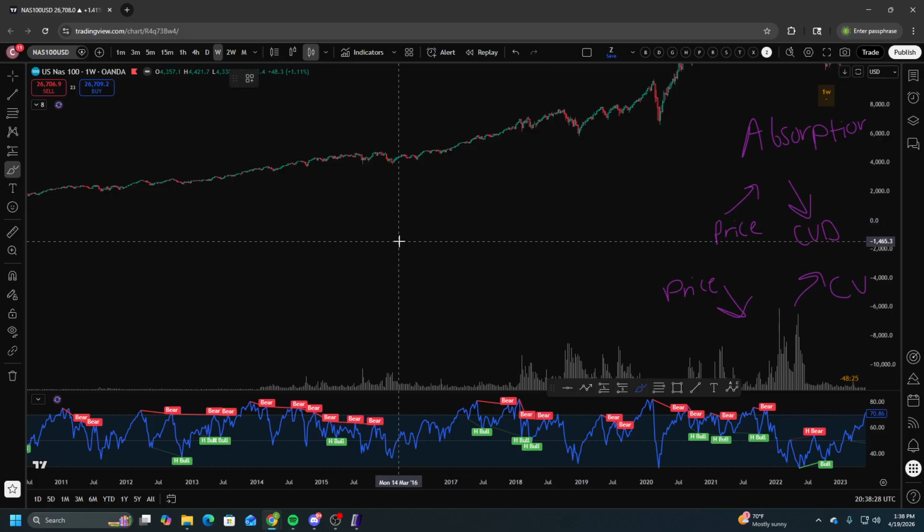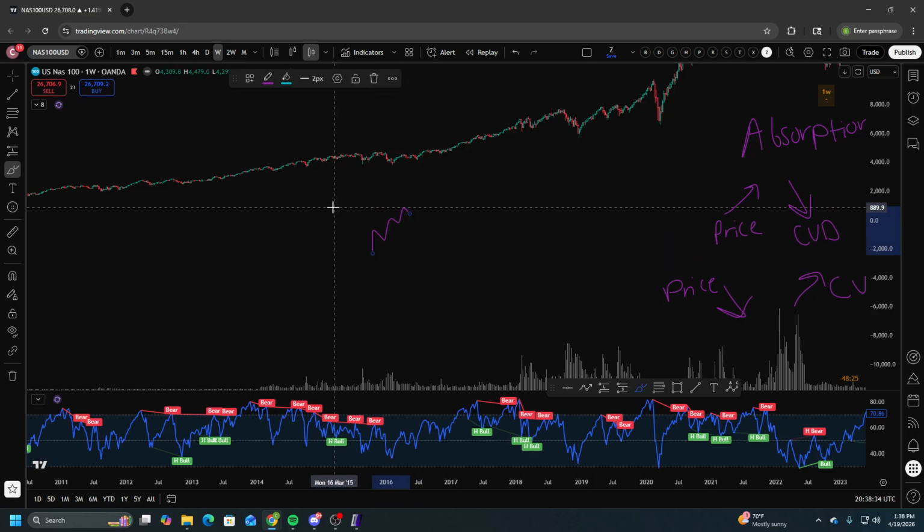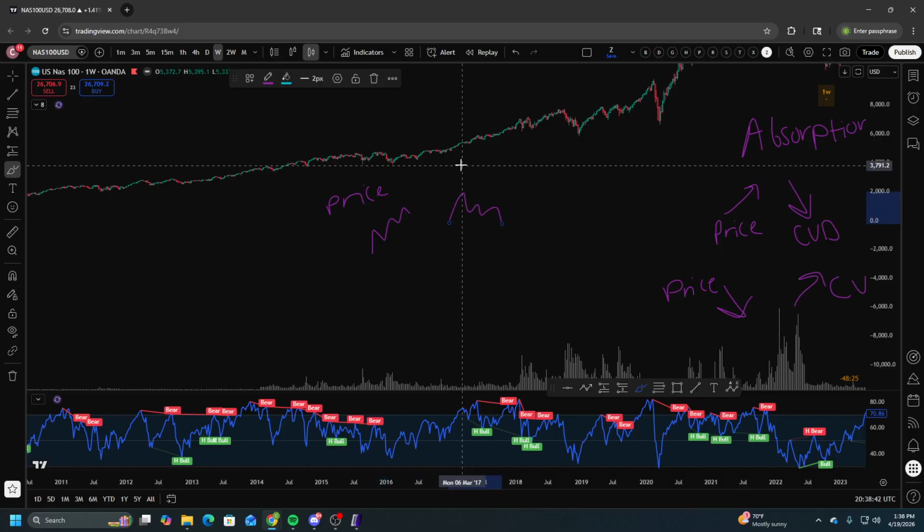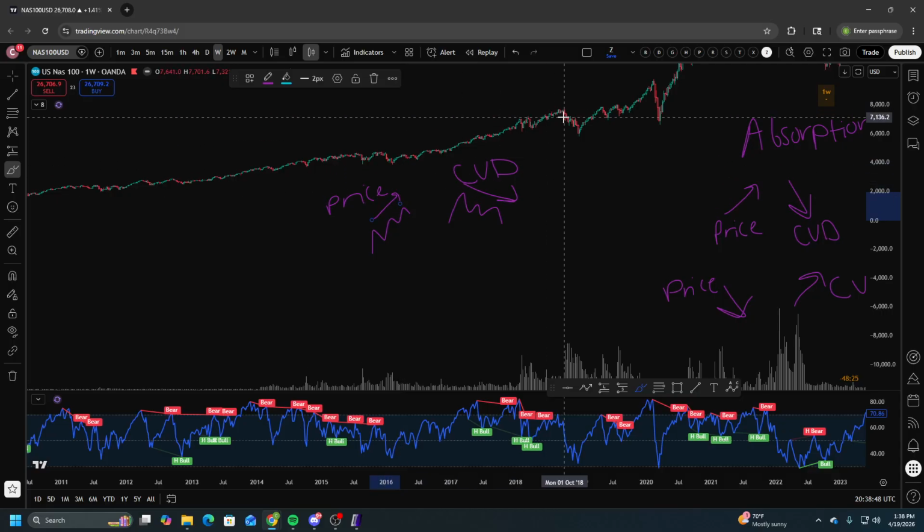The other way, think about this. We have price making higher highs. So this is price. And then we have CVD making lower highs. Okay? So we're at a high right now. So say we're at this high, and the CVD is making lower highs. So we have a divergence in CVD to the price. You have less and less people willing to take the market higher, even though the market is going higher.